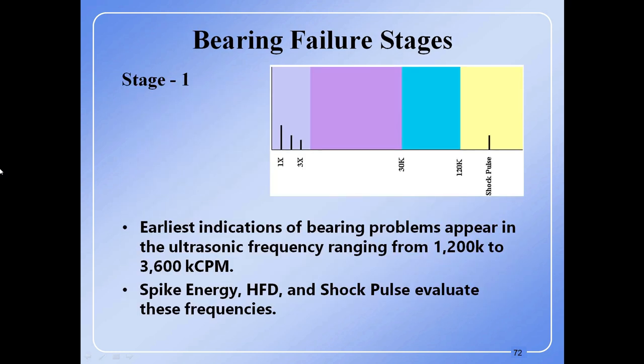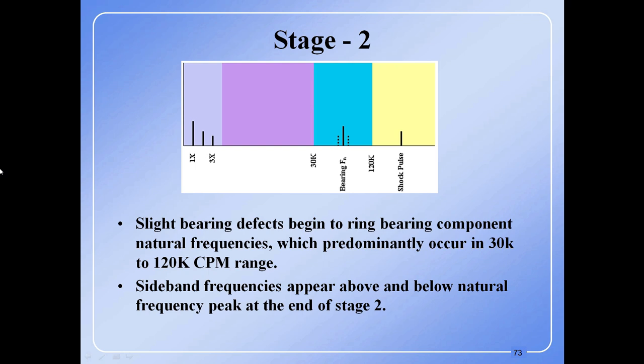Bearing failure stages. Stage 1: The earliest indication of bearing problems appears in the ultrasonic frequency range from 1,200 K to 3,600 K CPM. Spike energy, HFD, and shock pulse evaluate these frequencies. Stage 2: Slight bearing defects begin to ring bearing component natural frequencies, which predominantly occur in the 30 K to 120 K CPM range. Sideband frequencies appear above and below natural frequencies at the end of stage 2.